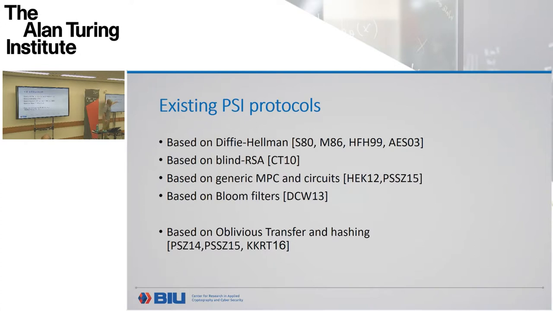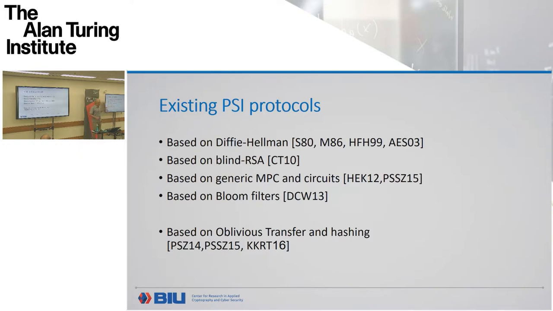So I knew about this work from 1999 by Huberman and Franklin, but then I was referred to earlier work, and apparently Catherine Meadows did something similar in 86, and Adi Shamir has something similar in a paper from 1980. There's another work which uses public key encryption to do PSI by Emiliano and Gene Sudik, and they use blinded RSA in some versions of it. There is work based on generic secure multi-party computation and circuits. This is the focus of our talk, and I'll talk more about it. There's work based on Bloom filters, and there's also work based on oblivious transfer and hashing.